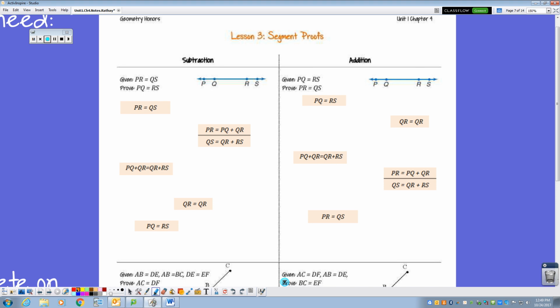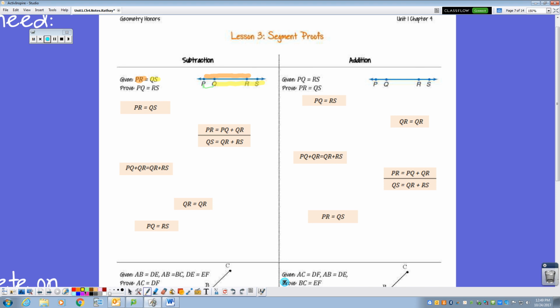So, checking on my given, I'm given segment PR, I'm going to highlight it in orange, is equal to segment QS, and I'll highlight that in yellow. And I'm being asked to prove that segment PQ, this little overhang on the left, is equal to the overhang on the right.